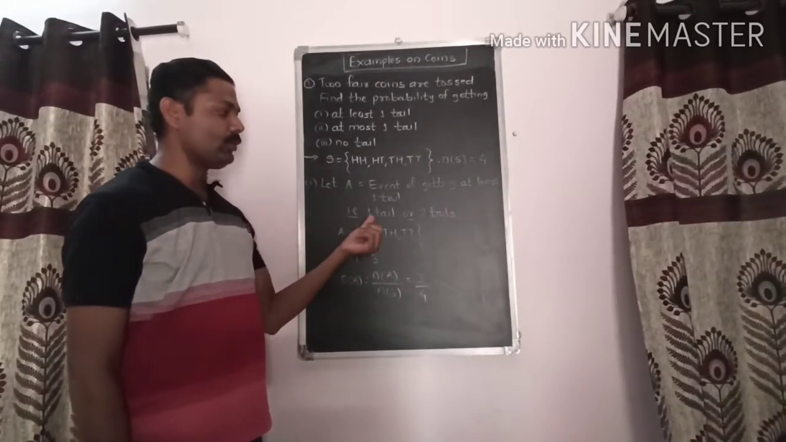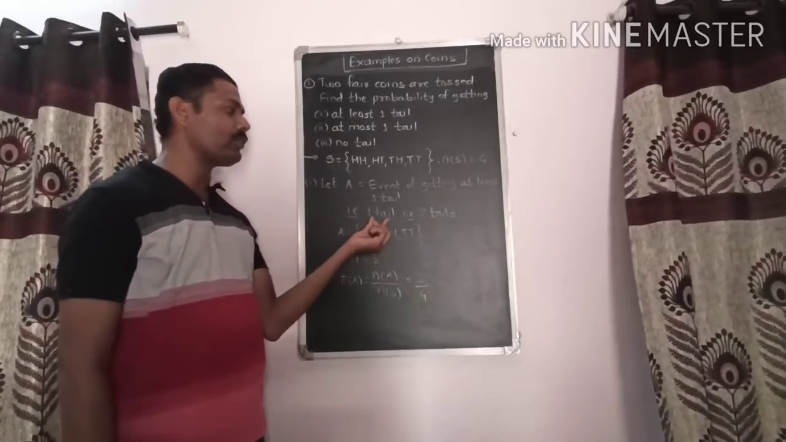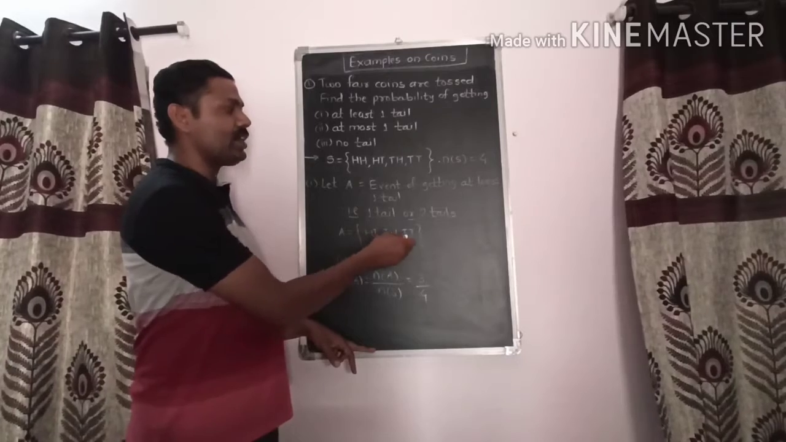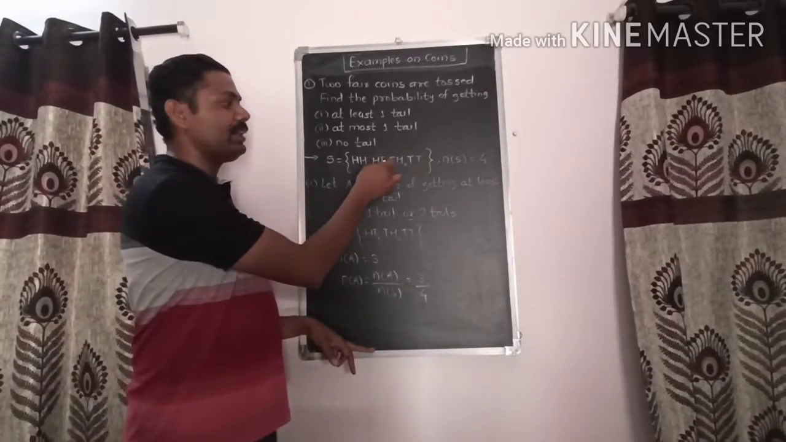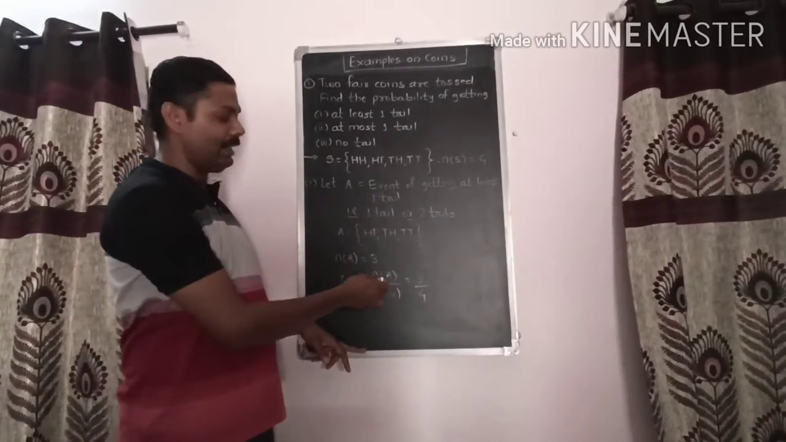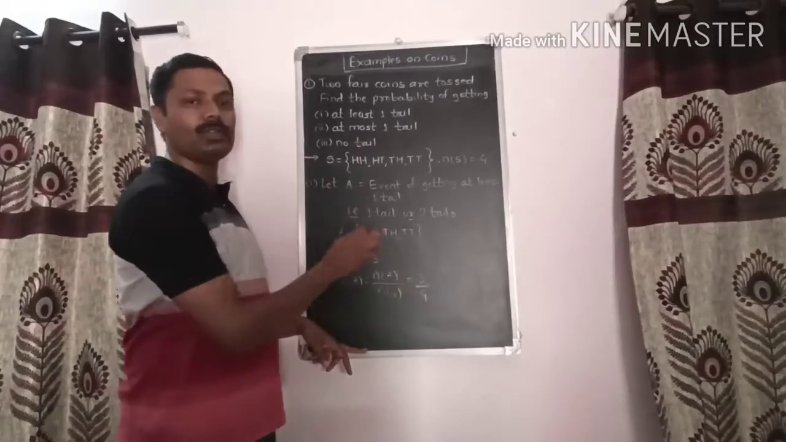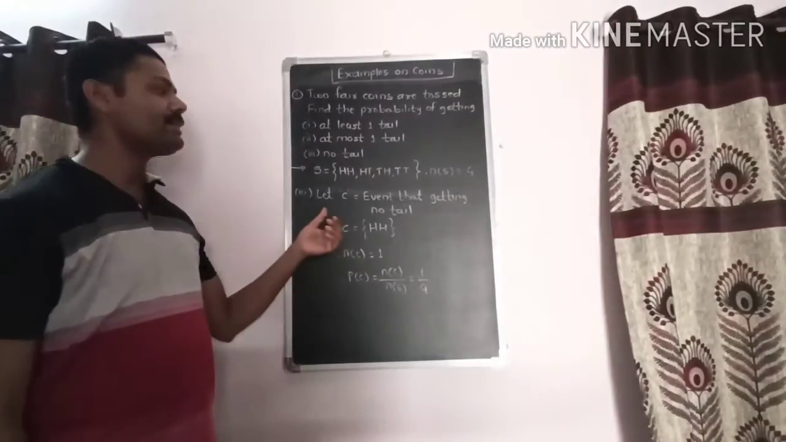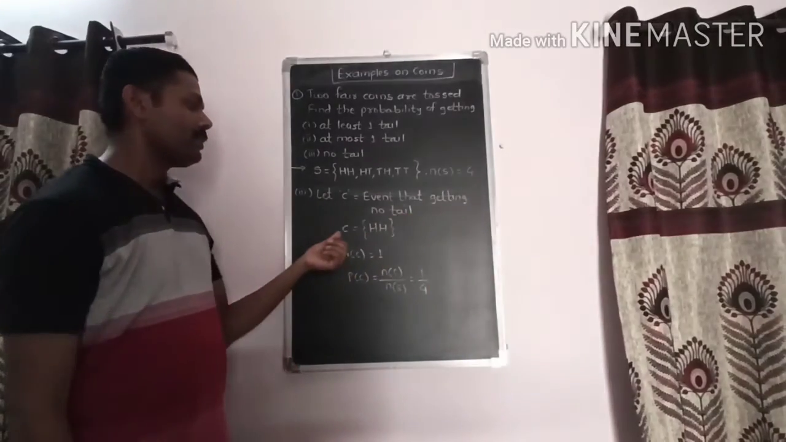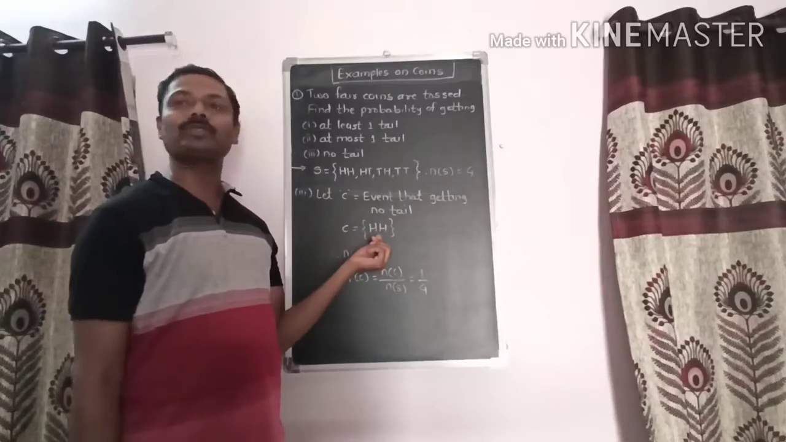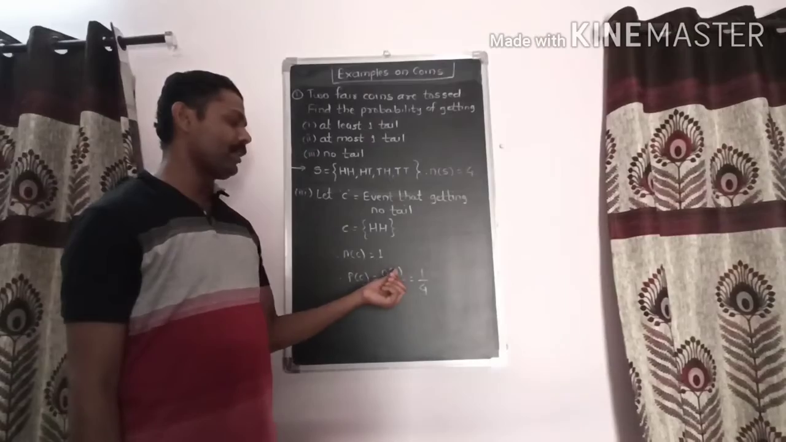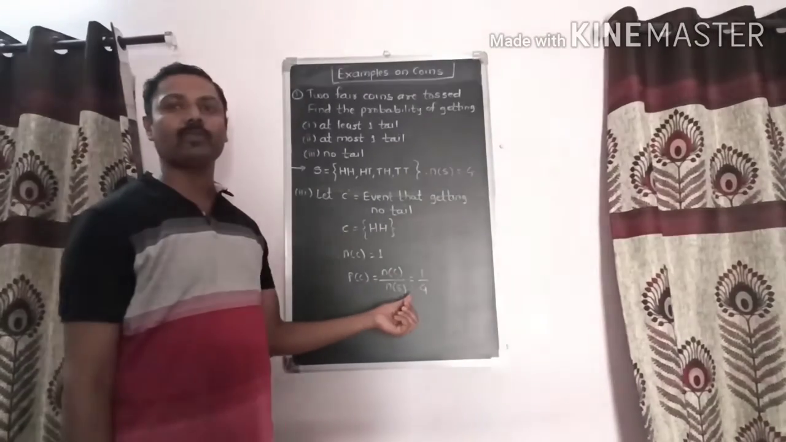Therefore A is equal to, we have to select the options with one tail or two tails. Those are HT, TH and TT. So n of A is 3 and P of A is n of A divided by n of S, it is 3 upon 4. Let C be the event of getting no tail. No tail means zero tails. So C is equal to, we have only one option, it is HH. So n of C is 1 and P of C is n of C divided by n of S, it is 1 upon 4.